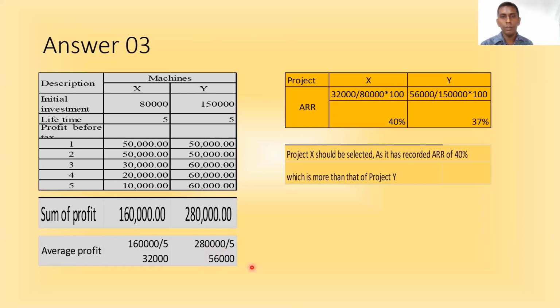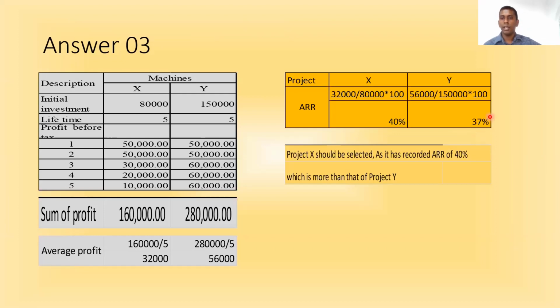When you calculate the accounting rate of return for project X, it is 32,000 divided by the initial investment of 80,000 rupees, into 100. That's 40%, right? In terms of percentage, ARR is 40% for project X. For project Y, it is 37%.